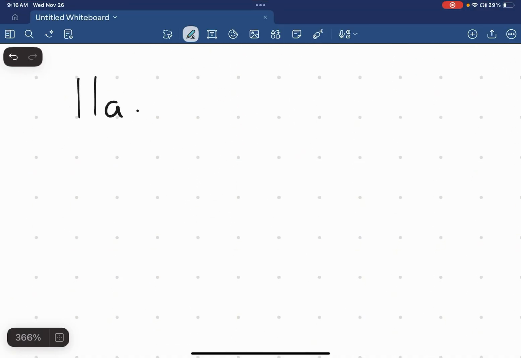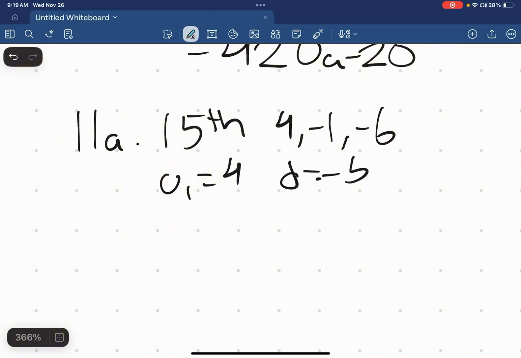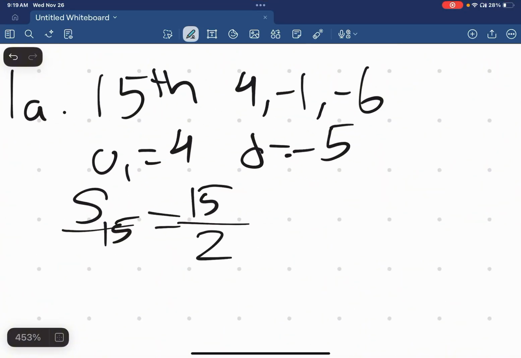11a. We're asked to find the sum of the following sequences up to the term indicated. We're told to find the sum up to the 15th term of the series right here. You know that u1 is going to be equal to 4, and the difference is going to be equal to -5. We actually don't need to end up finding the 15th term in order to do this formula. We can just plug these numbers in, and I'll show you why that works.